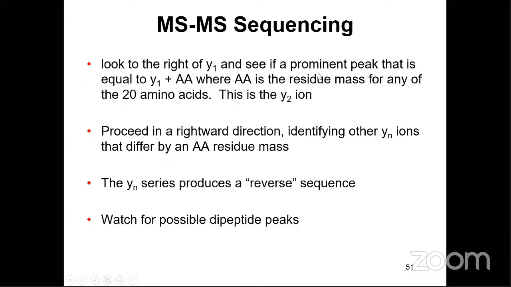That will be the Y2 ion. So proceed in a rightward direction. Identify Y2, Y3, Y4, going right up to the right hand side. Then the YN series produces a reverse sequence. So from the YN, we get the B1, B2, B3, and so on.